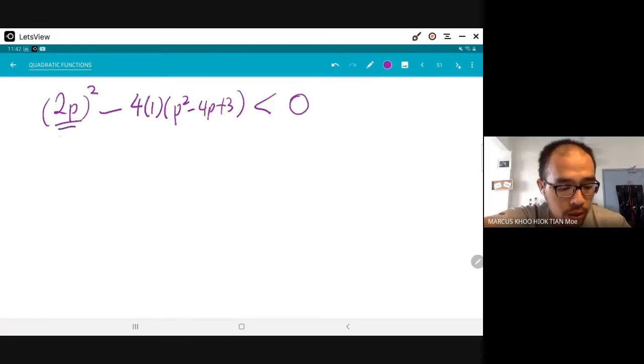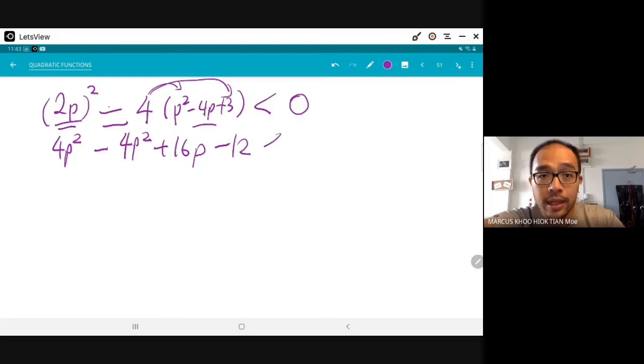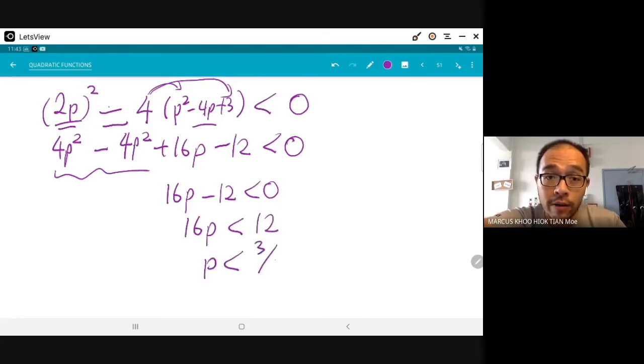So this will be 4p squared. 4 times 1 will be 4. So let me cut short this. So 4p squared, this will be minus 4p squared. And then this and this will be plus 16p. And then this one will be minus 12 is less than 0. The good news is 4p squared will disappear. So you get 16p minus 12 is less than 0. 16p is less than 12. So p is less than 3 over 4.